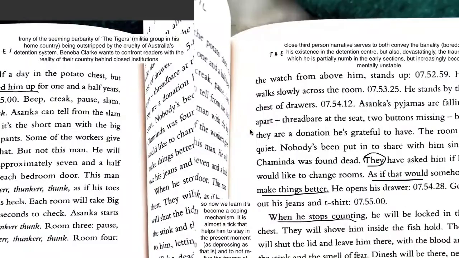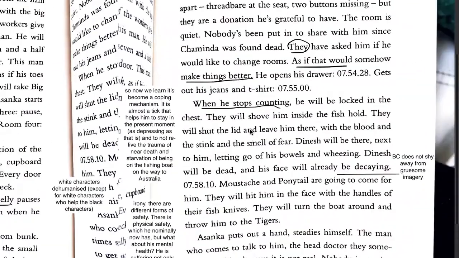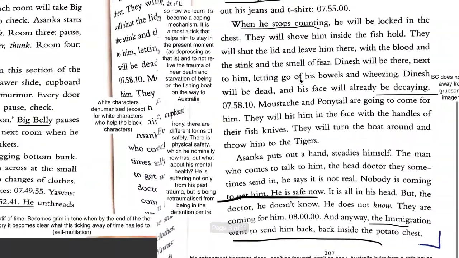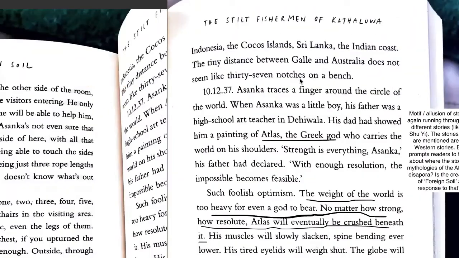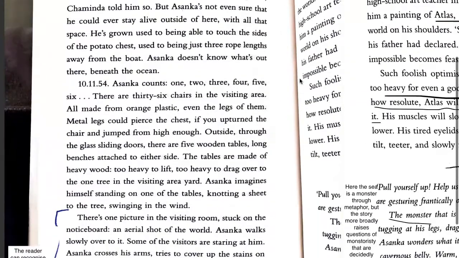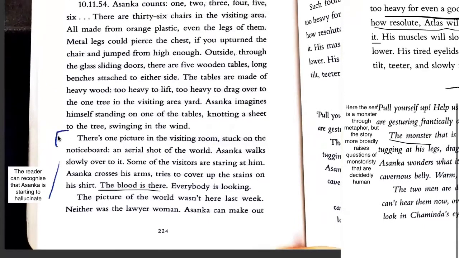So she's made her way to the detention center. She's visited him. I think she was previously trying to help the friend Chaminda, but didn't end up being able to help him before he died. But now she's trying to notionally help Asanka. So this section is coming after she's paid that visit, and nothing has really come of it.